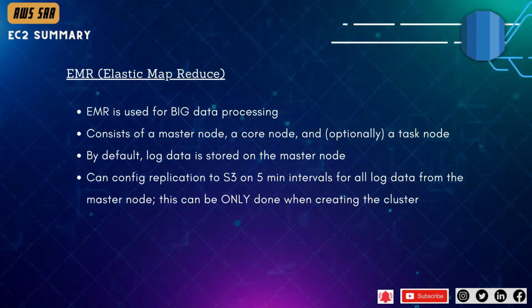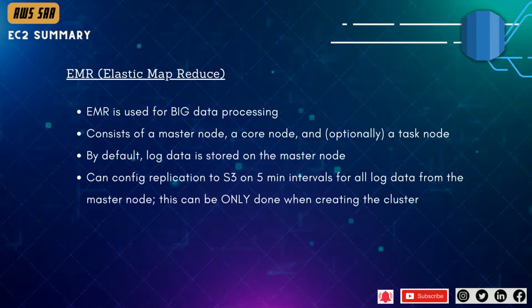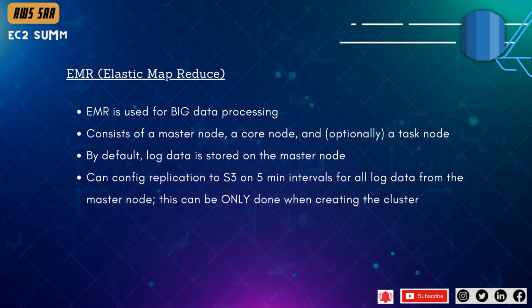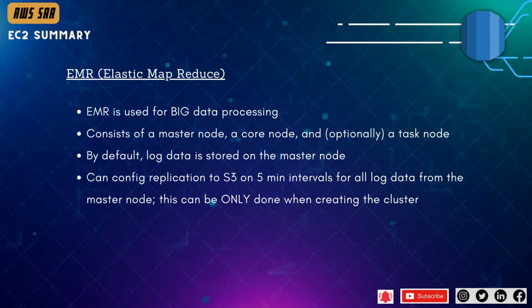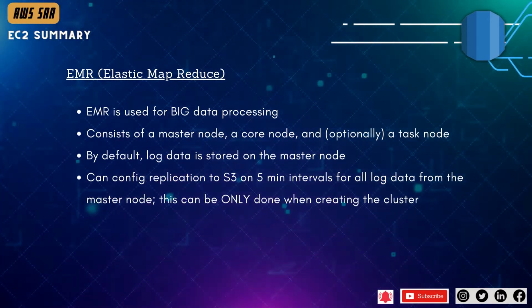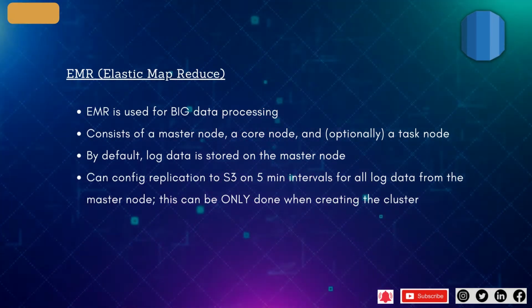So what's EMR? Elastic MapReduce. What is this used for? It's used for big data processing, and it consists of a master node, a core node, and optionally a task node. By default, log data is stored on the master node, and you can configure replication to store in S3 at 5 minute intervals for all log data from the master node. This can only be done when creating the cluster.